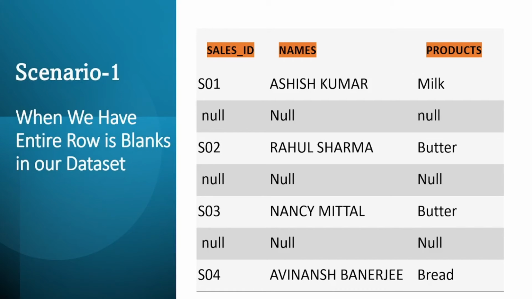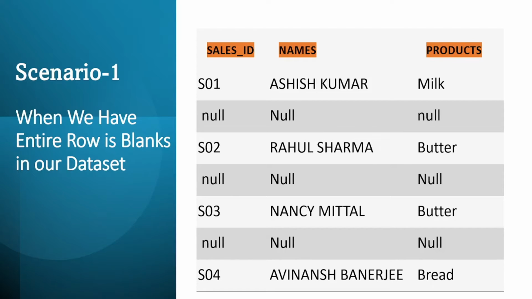The first scenario is when the entire row is blank in our dataset. Here under this example, you can clearly see after the S01 row, the entire row is blank. In a similar way, after the second row, which is S02, the entire row is again blank.